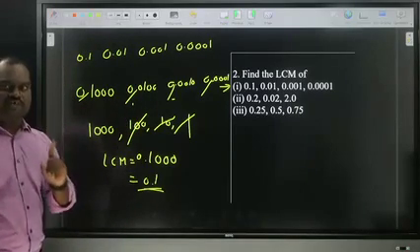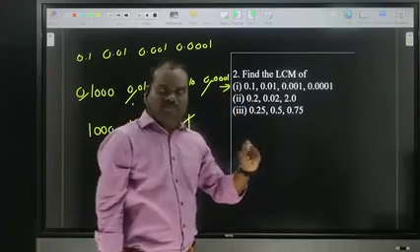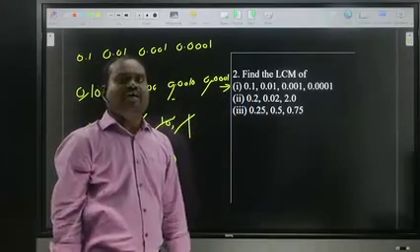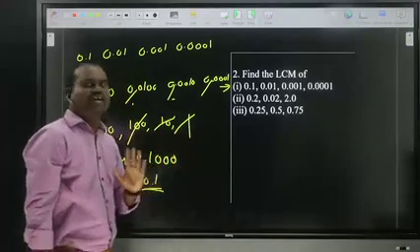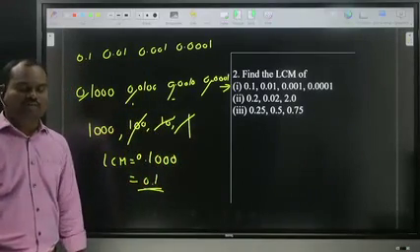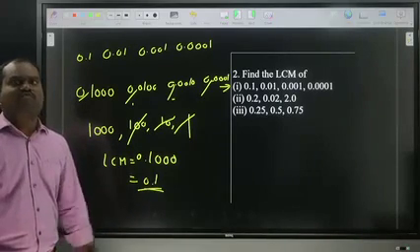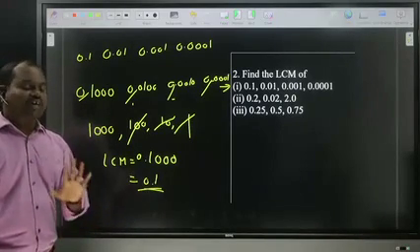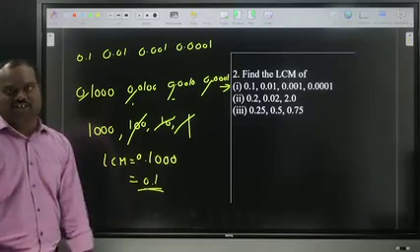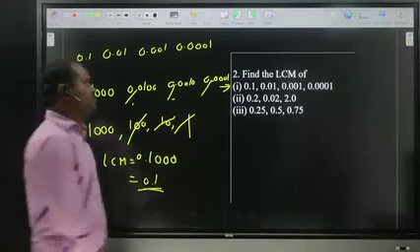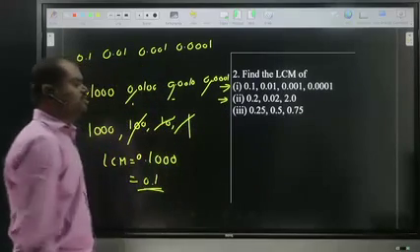First of all, what I said: look at how many numbers are there after the point at maximum. Make all of them like that; wherever less, there we should write the zeros. After doing that, remove the point. Whatever normal numbers remain, find the LCM for that. For that LCM, again put back the point in the same way. Is it clear? Now once try this second question.